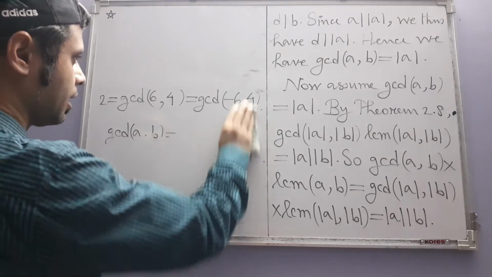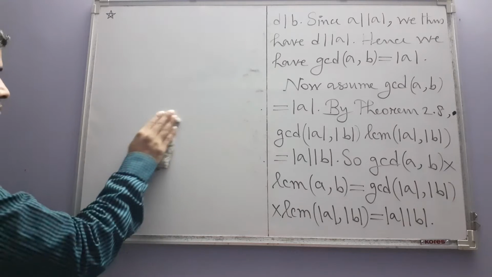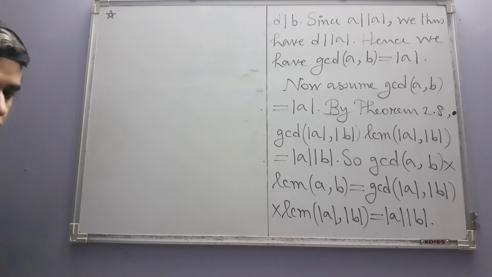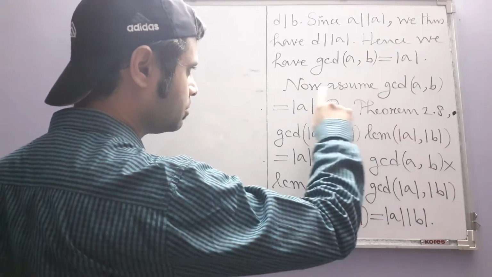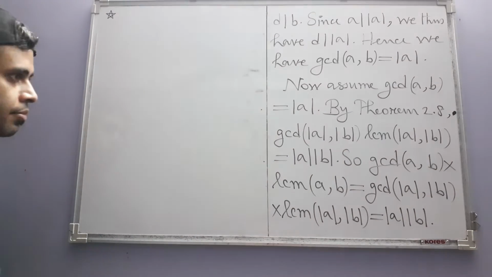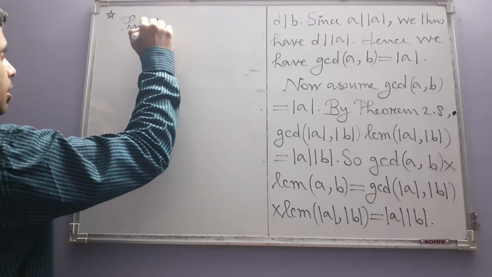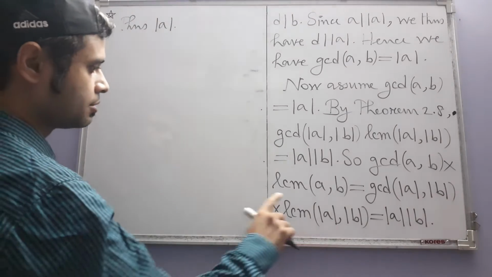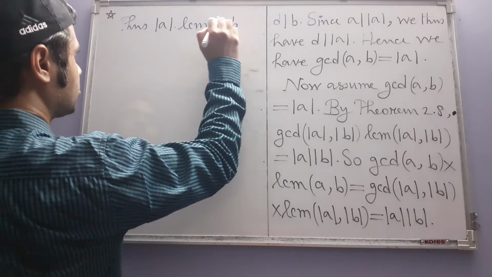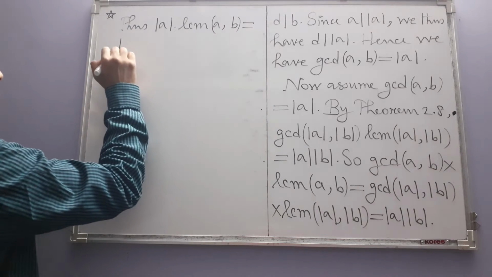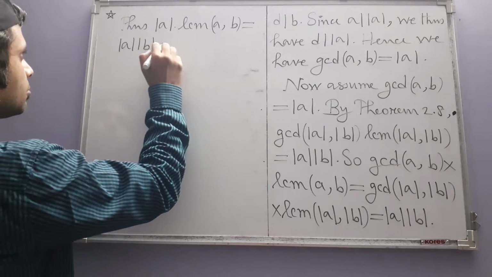Now we can use our hypothesis. What is our hypothesis in this part? In this part, our hypothesis is this. That means here we can put the absolute value of A. Thus, the absolute value of A times LCM, of course, is there. This is equal to this.